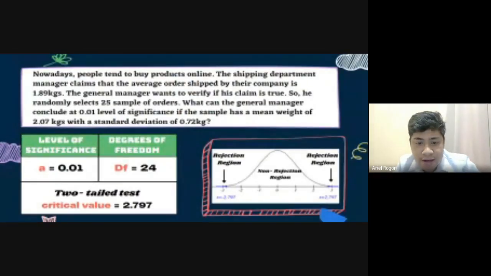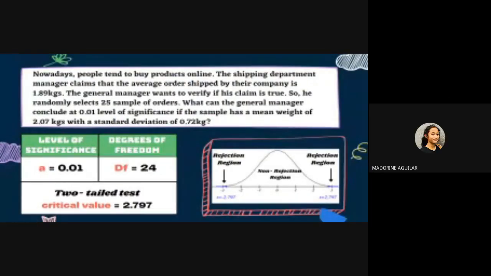Go ahead, Aguilar. Since the level of significance is 0.01, the degrees of freedom is 24. So we conclude that the critical value is 2.797 based on the t-table. Here is the illustration of the hypothesis test graph. As we can see, we have two rejection regions. Since it is a two-tailed test, we will determine whether to reject the null hypothesis.